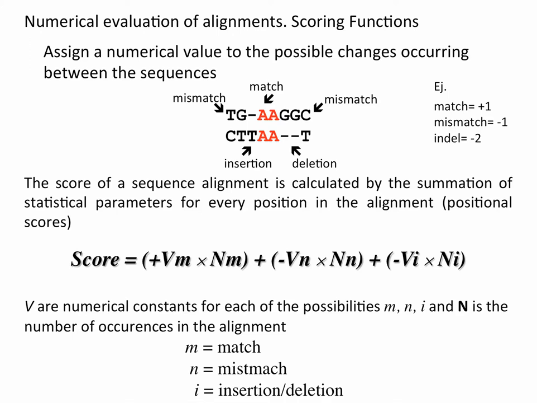As you can see, mismatches and indels have negative values, because they represent differences between the sequences. The more differences between the sequences we observe, the more distant they become, and their score will be lower.